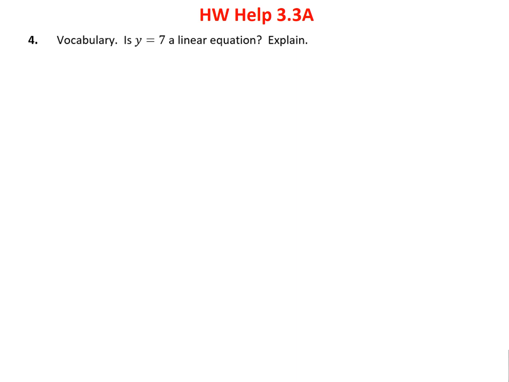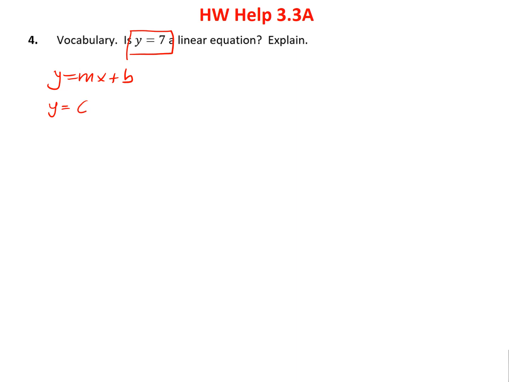Problem 4 is a vocabulary question. It asks, is y equals 7 a linear equation, and explain why? Well, there's a couple ways to look at this. One way to look at it is our typical linear equation looks like this: y equals mx plus b. Does that look like that? Well, at first you say it doesn't, but I could write it this way.